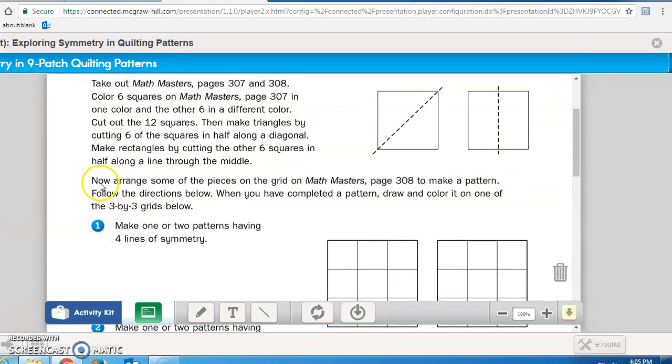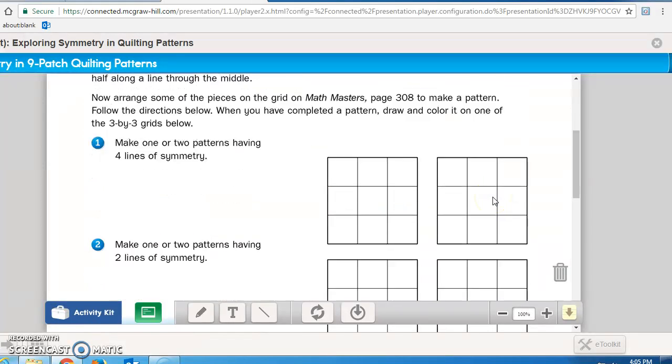If you're following and going along with my instructions, then you must have done everything I just asked you to here. So now you need to arrange some of the pieces on this grid on Math Masters page 308 to make a pattern. Follow the directions below. When you have completed a pattern, draw and color it on one of the 3x3 grids below.